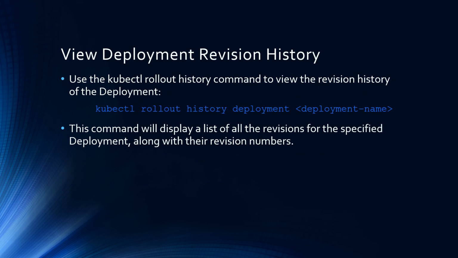Understanding how to view and manage your deployment revision history is crucial for effective rollback operations in Kubernetes. The kubectl rollout history command is your window into the past states of your deployments, and knowing how to use it effectively can save you valuable time during critical situations.